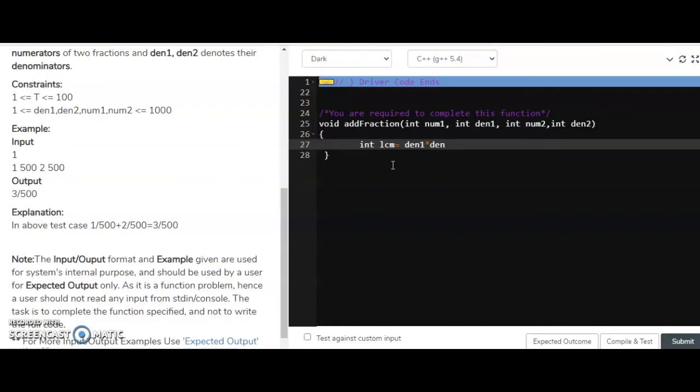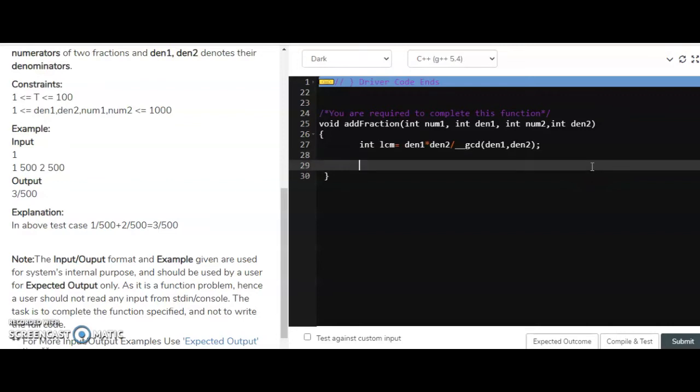Denominator 1 cross denominator 2 divided by GCD of, this is the inbuilt function for GCD, denominator 1 comma denominator 2. So this is the formula for calculating the LCM, right? So we have calculated the LCM.